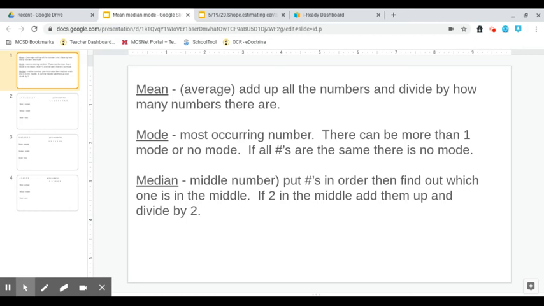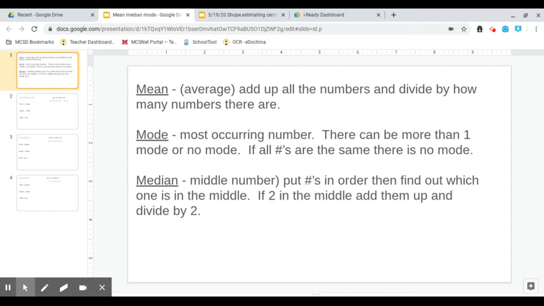Okay, the mode is the most occurring number. There can be more than one mode, or there can be no mode. Looking at the numbers I just gave you, 2, 3, and 4, they're all the same, so in this case there is no mode. But if my numbers were 2, 2, 3, and 4, there are more 2's, so that is the mode. If I had 2, 2, 3, 3, 4, I have two 2's, two 3's, and a 4, so the mode would be 2 and 3 because they occur more than the 4. We'll get into that as we do the practice problems.